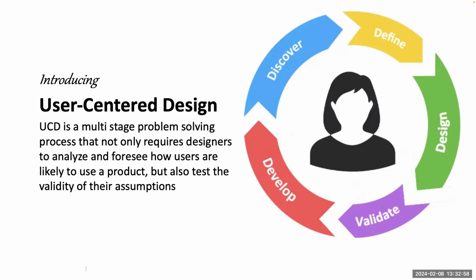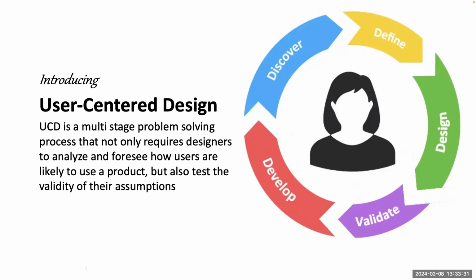So it requires designers to analyze how likely the users are to use a product. And it's very important that we validate from the users. We can make assumptions and take the designs to the users, but we should always validate it with them, that is this what you are looking for? Is this what is going to solve your problem? Is this how you would interact with the application?